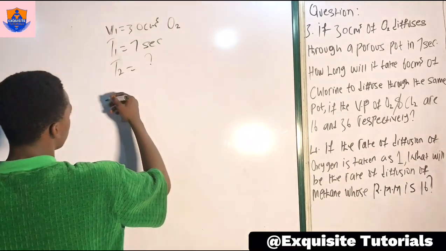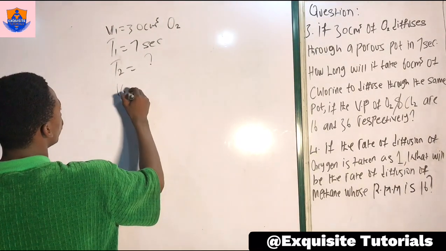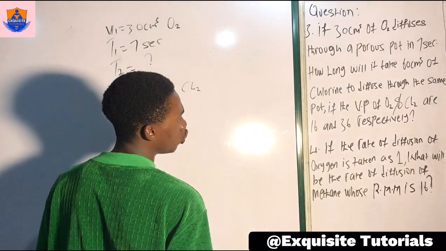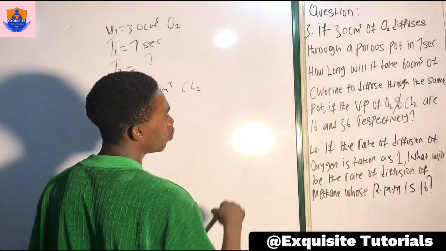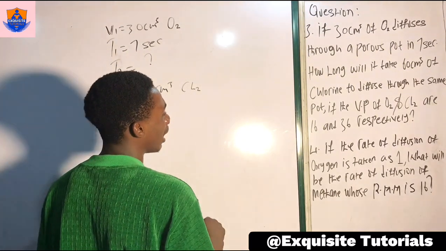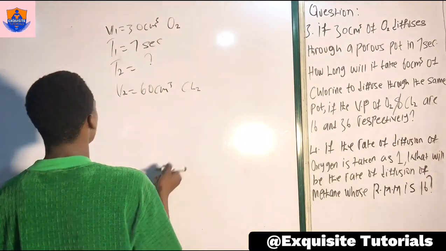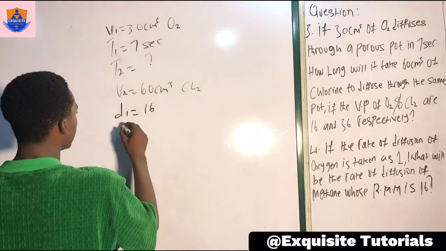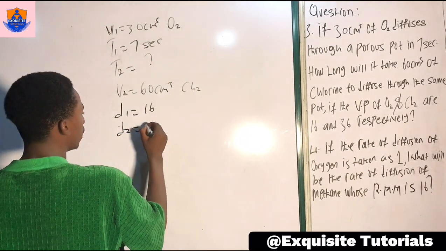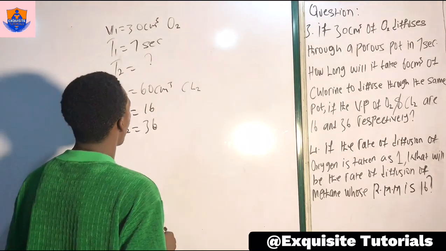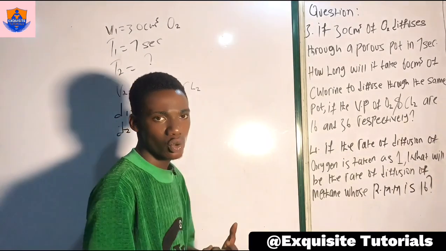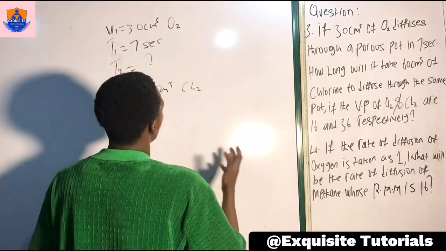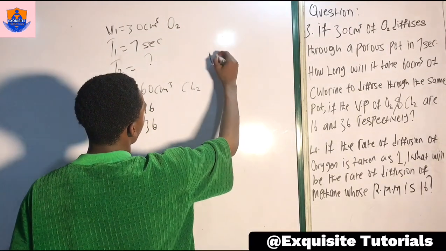How long will it take 60 cm cube, so V2 is 60 cm cube, which is for chlorine, to diffuse through the same port, if the densities of O2 and Cl2, which is oxygen and chlorine, are 16 and 36 respectively? So density D1 is equal to 16, then D2 is equal to 36. What formula are we going to use to solve these parameters? I believe this will work.